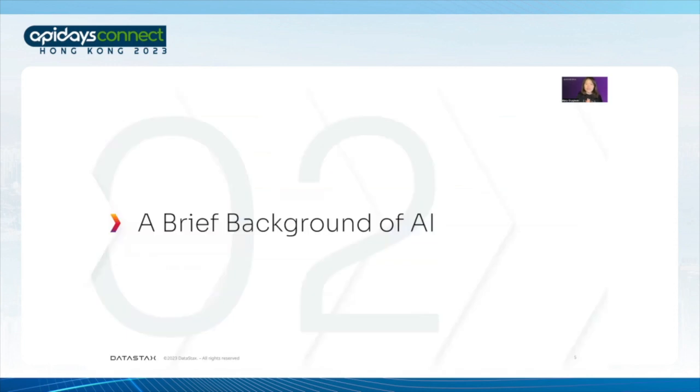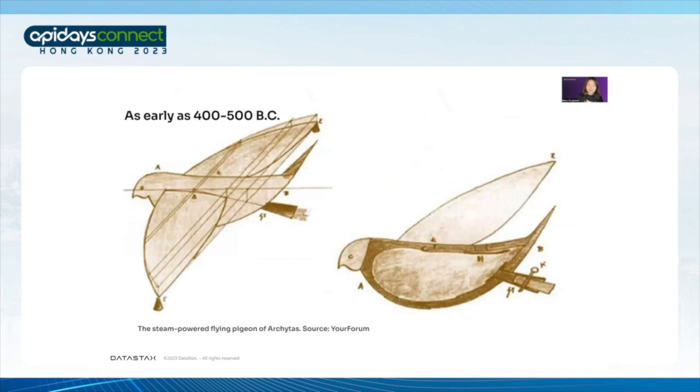So let's start and get into a brief background of AI. I feel that there's a need to set the stage a little bit. But first, let's take a look at some history as early as 400 to 500 BC. When I was doing research, I realized that some scholars or researchers would say that, if you want to count it, anything that's automated, that's done by some sort of robots.